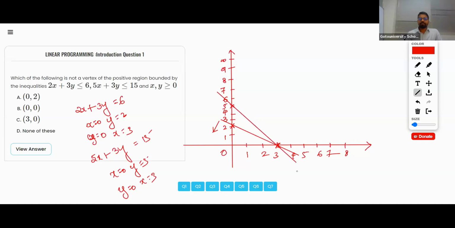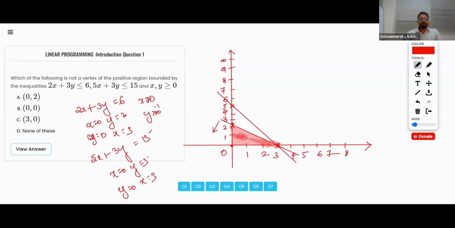So finally, the common region has to be this side, because x is greater than 0, and y is also greater than 0. So if I draw this common region now, this is our common region. Just imagine this particular region. And this is where our feasible points are, the corner points.